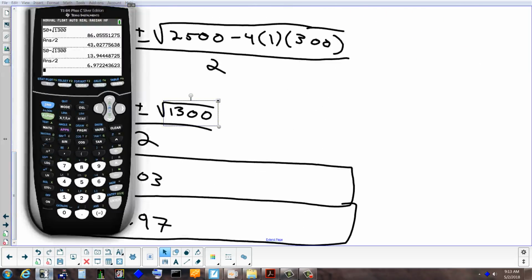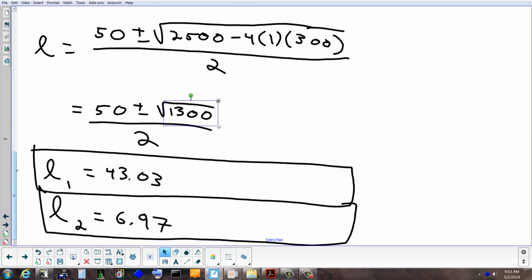Let's take 300 divided by L1, 43.03, 6.97. So that's width 1. What do you think width 2 is going to be? Yeah. 43.03. I think it comes out to like 43.02 because of rounding, but yeah, it's 43.03.